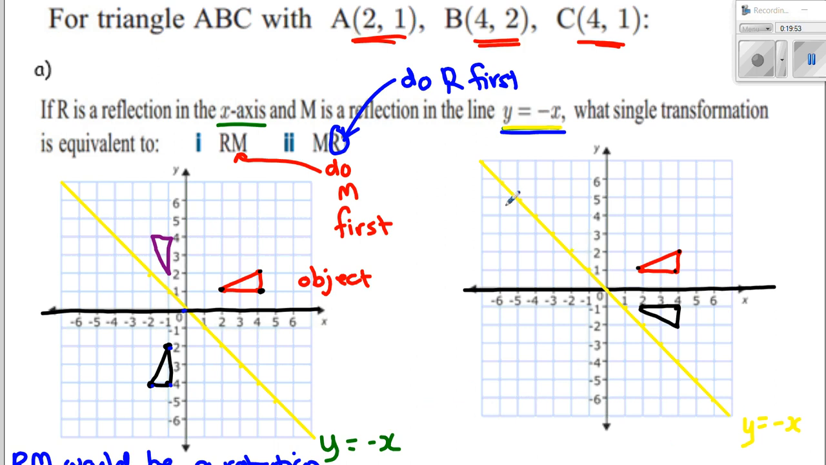Okay, next we have to now do M, because we did R first. M is a reflection in the line y equals negative x. So I'm going to use purple, because that's what I'm going to do my image with. So I'm reflecting the black image. Remember, what we're reflecting is the thing you've just done. So we're reflecting the black image that I've done, not the red object, because we've already created the image of that object to begin with. Now let's create the final image by doing the transformation of M on the black diagram.